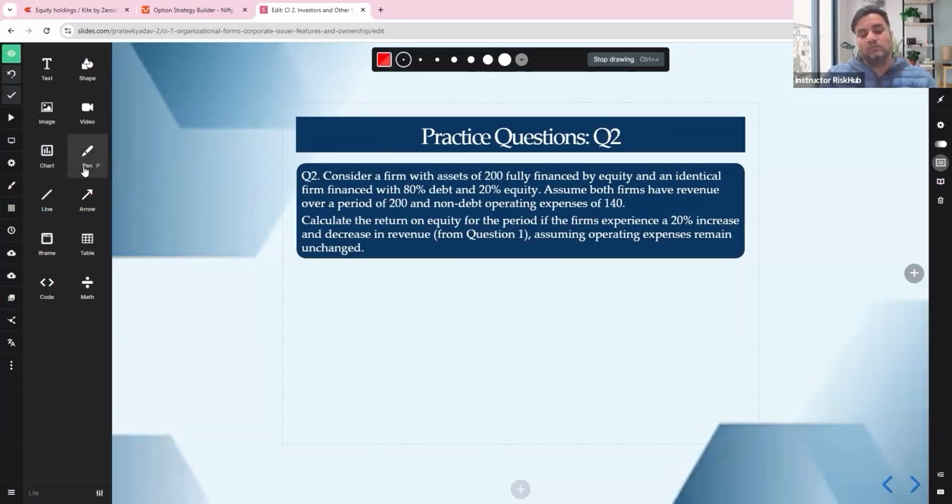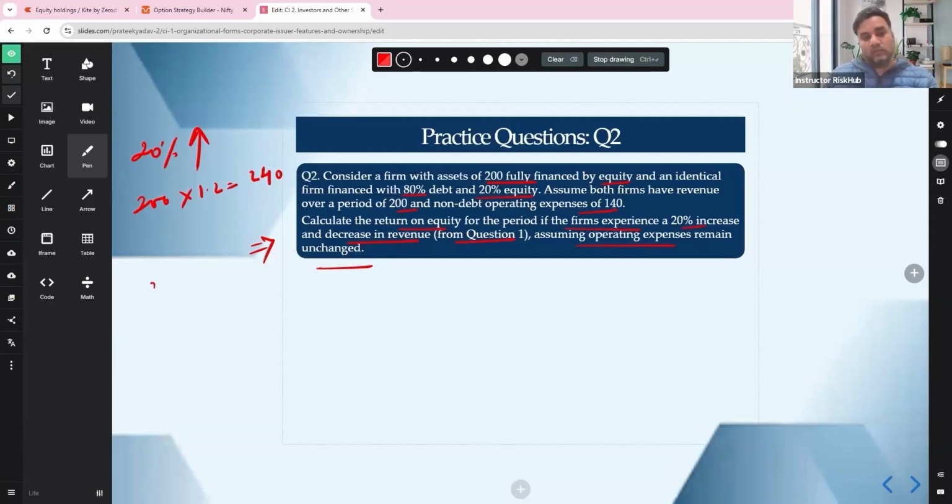Then we have your practice question. So consider a firm with assets of 200 fully financed by equity and an identical firm financed by 80% debt and 20% equity. Again, same. Both firms have revenue of 200 and so on. Calculate return on equity for the period the firm experienced a 20% increase and decrease in revenue from question 1, assuming operating expense remains the same. So again, the logic here is different. Now what we are saying is 20% increase in revenue, 20% decrease in revenue. So let's say in one case, 20% increase. If there is a 20% increase in revenue, 200 into 1.2 becomes 240, right?